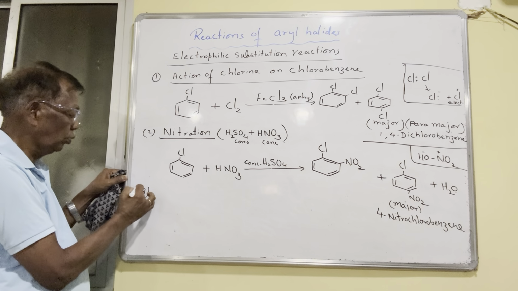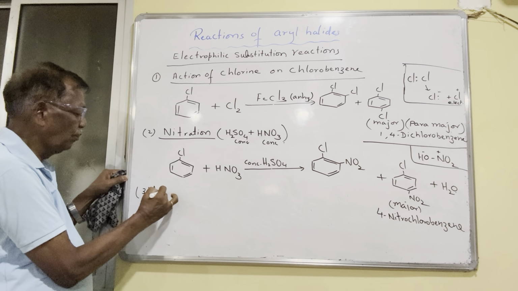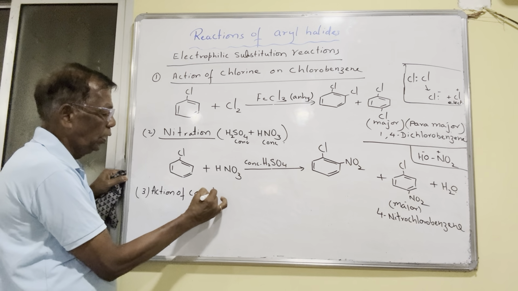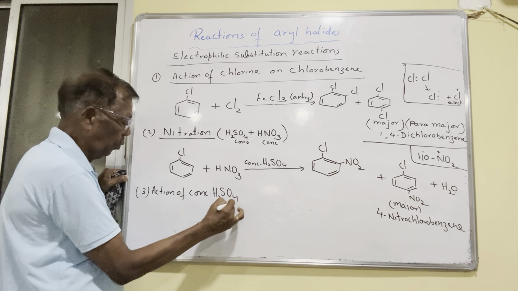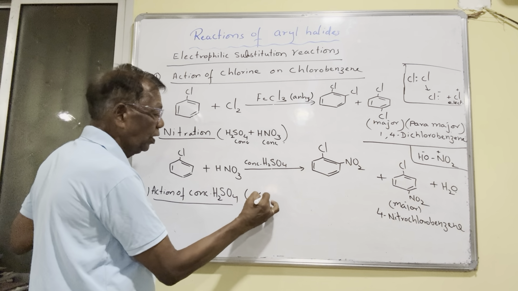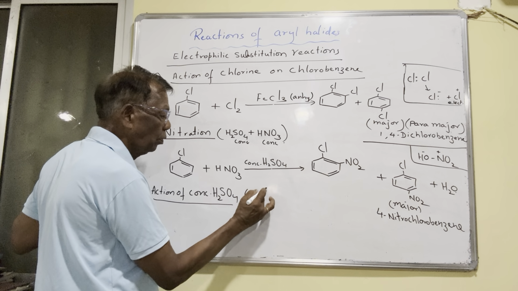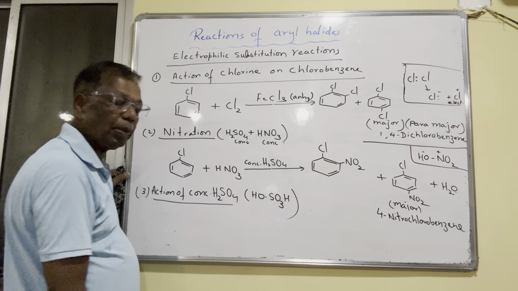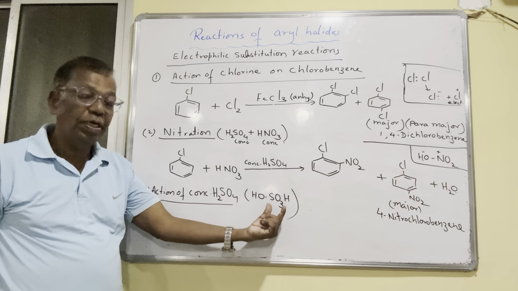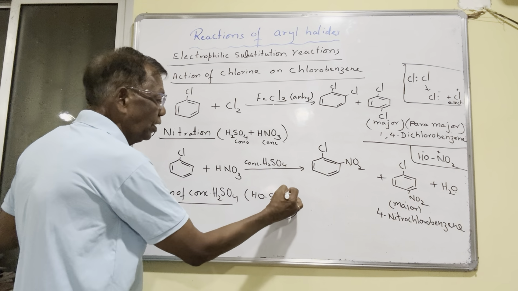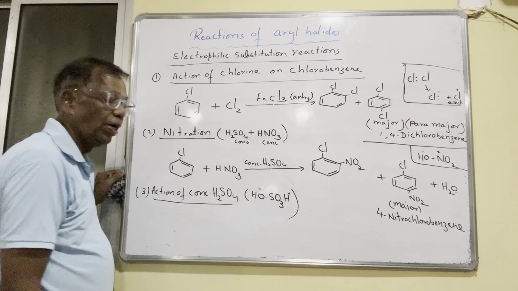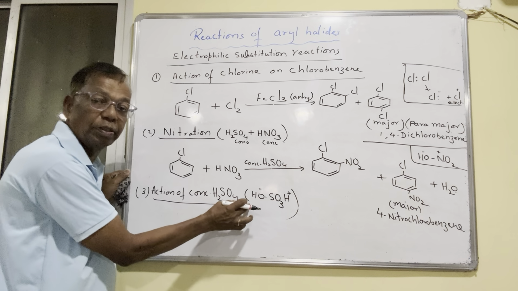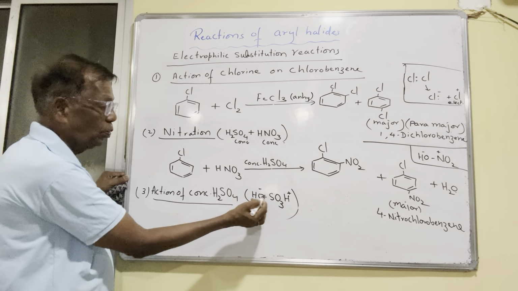Third reaction I can show, action of concentrated sulfuric acid alone. Concentrated H2SO4. Remember, sulfuric acid I can also write as OH with SO3H. Now this SO3H is plus, this entire group is plus here, and this one is minus. So that's why this group is the electrophile. This is the nucleophile.